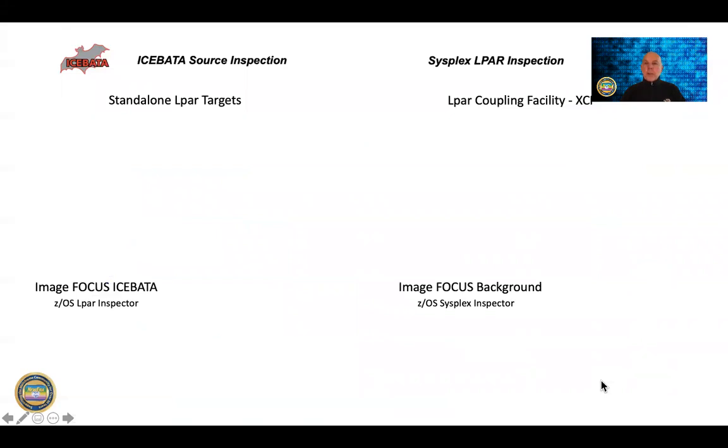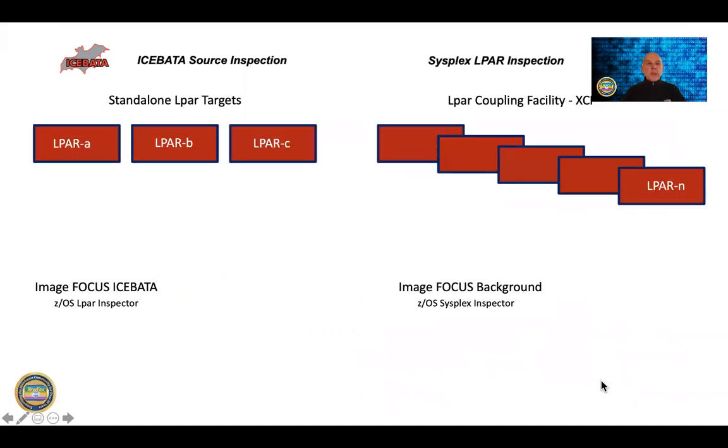It's important to note at the onset of this that the integrity controls environment essentially offers two kinds of inspections. One kind of inspection is a very targeted one, targeted to a specific LPAR. The other kind of inspection is targeted to a specific sysplex that contains a number of different LPARs. And those configurations look something like this: standalone LPAR A, B, C, and any number of LPARs defined within a sysplex through the use of its coupling facility.